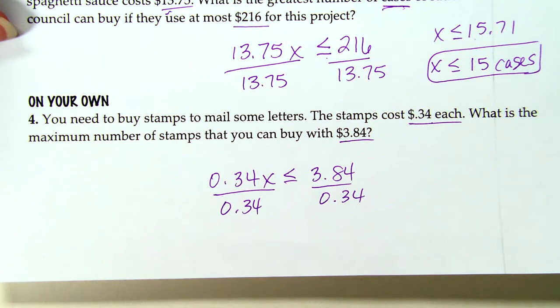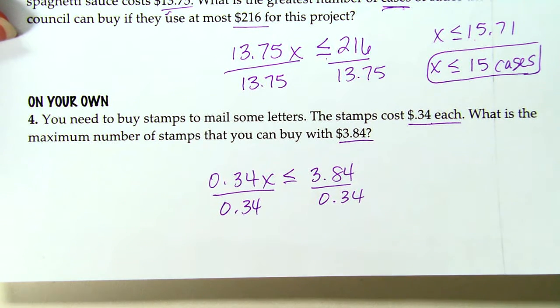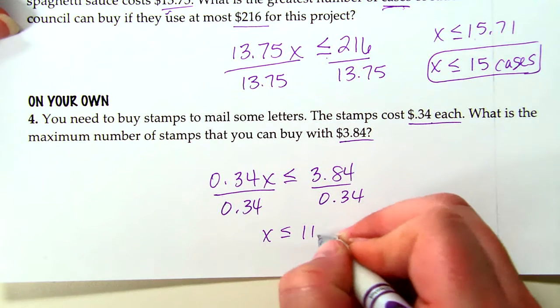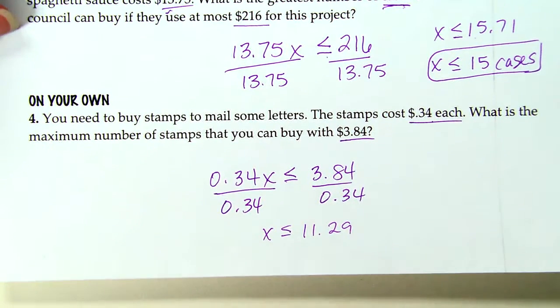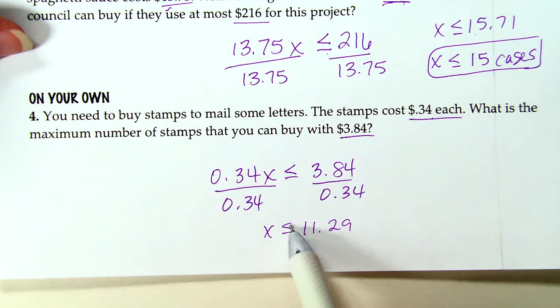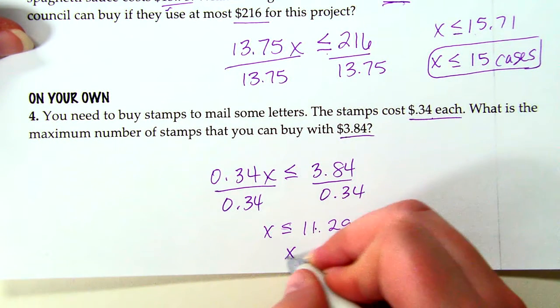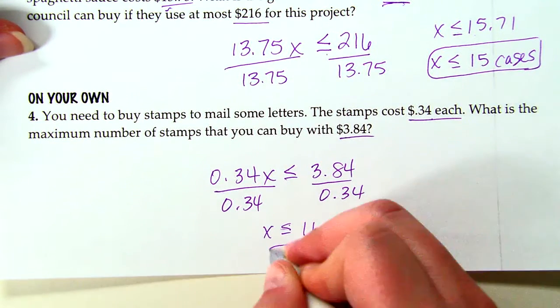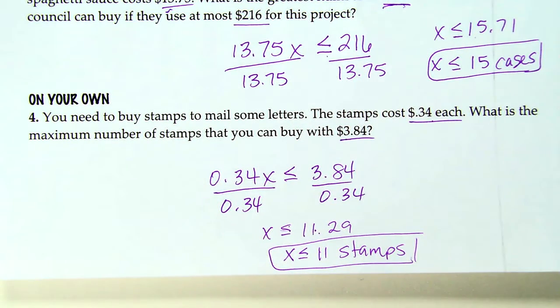So $3.84 divided by 34 cents is 11.29, bunch of decimals. So again, just like that last one, you can't buy part of a stamp here, so you have to buy less than that. So it's going to go down to 11 stamps. So make sure if you get a decimal, sometimes decimals are okay. If the answer is money, it's okay to have a decimal. But if it's number of stamps or number of cases like the one before, you need to round it off to whatever makes sense.